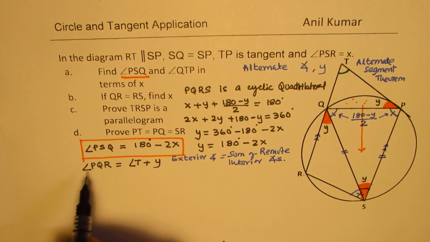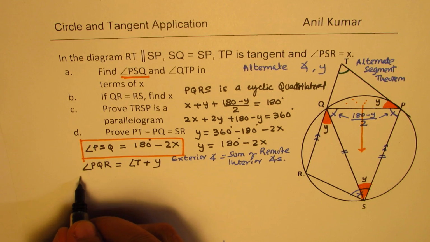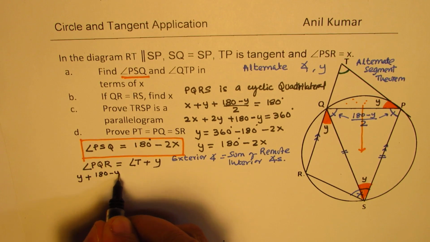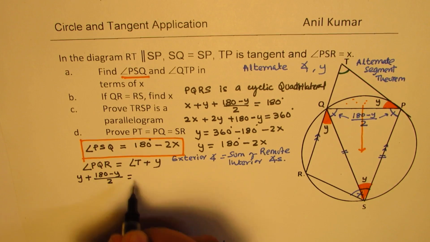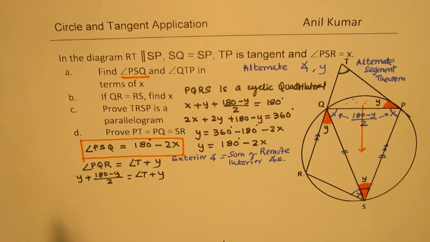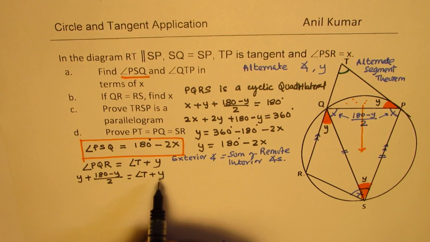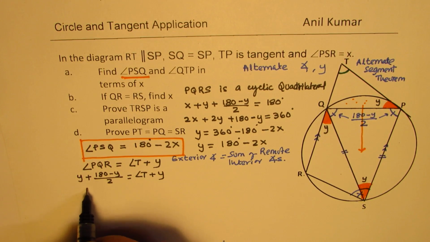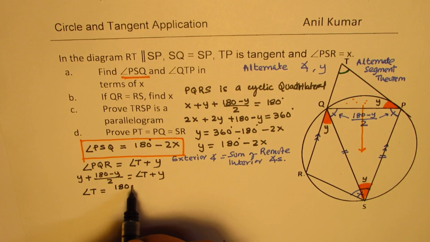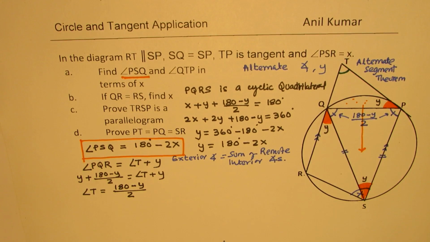So from here, PQR can be written as y plus (180 minus y) by 2, which is equal to angle T plus y. Solving this, y and y cancel, so we get angle T equals (180 minus y) over 2. Now y is 180 minus 2x. We can substitute this value.